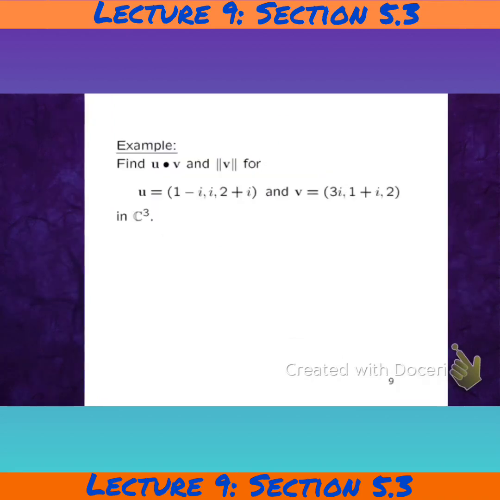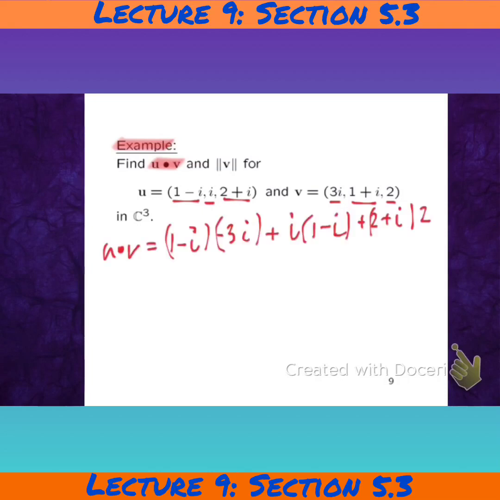Next we have the example. They ask us to find the dot product of u and v. By definition, we take that term and multiply it with the conjugate of that. We add that to that term multiplied by the conjugate of that, and we add it to that term multiplied by the conjugate of that. Writing that down, we get that expression, and adding all of that together we get this.